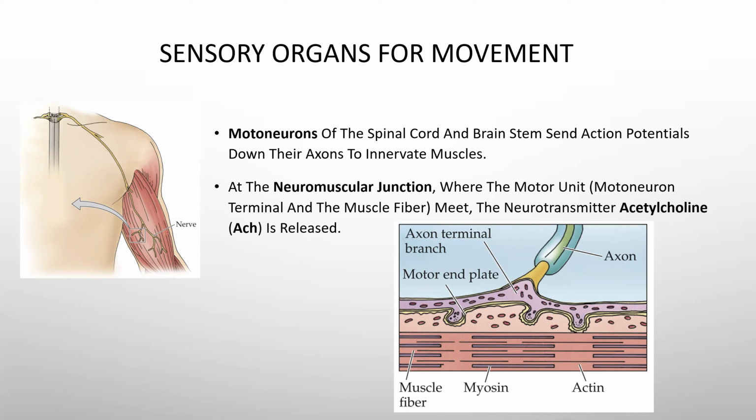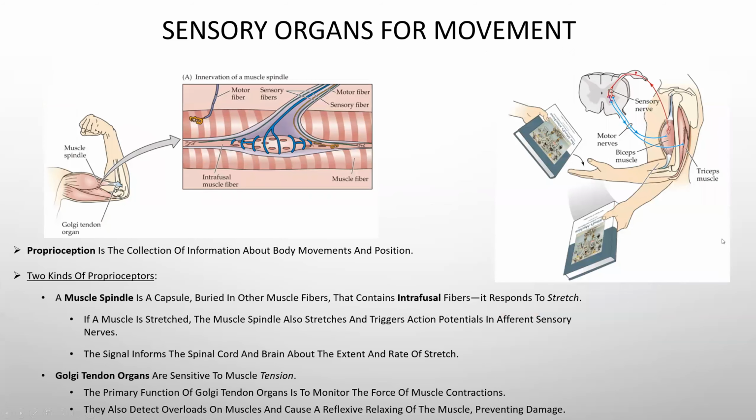So again, this neuromuscular junction, this motor neuron, is going to be the transducer, taking that physical energy and turning it into something that the brain can interpret. Now, proprioception is the collection of information about body movements and position. And there are two kinds.